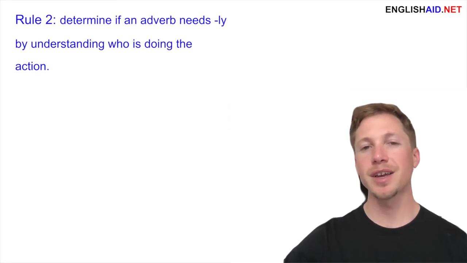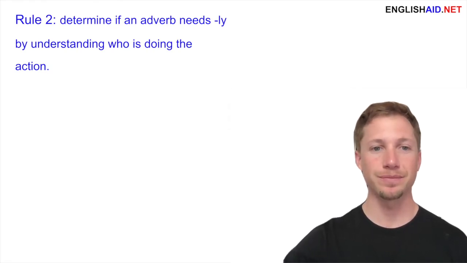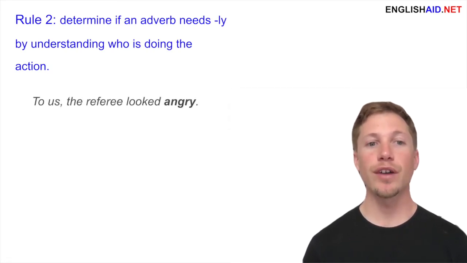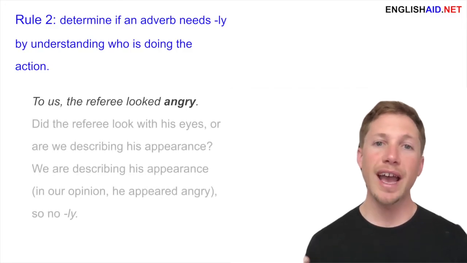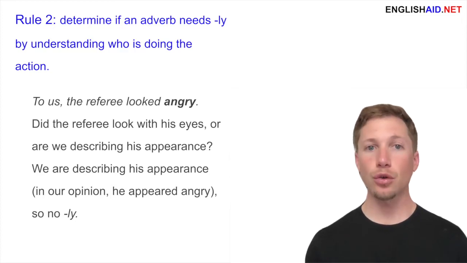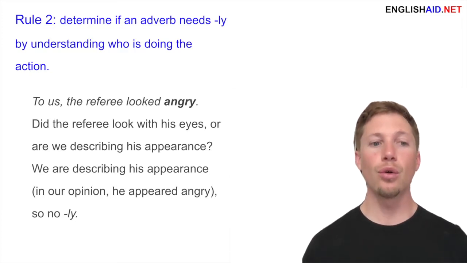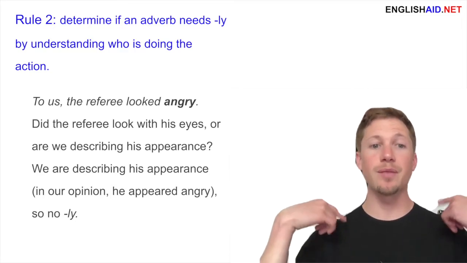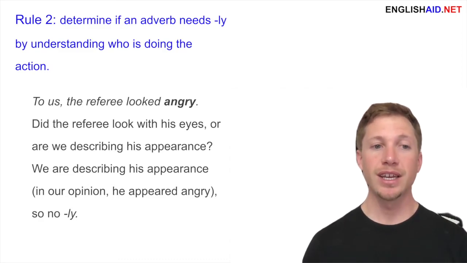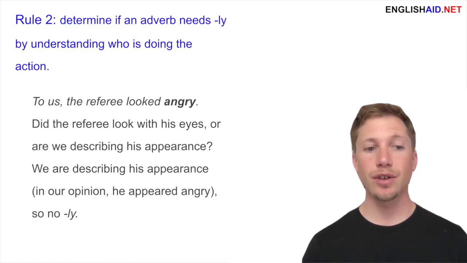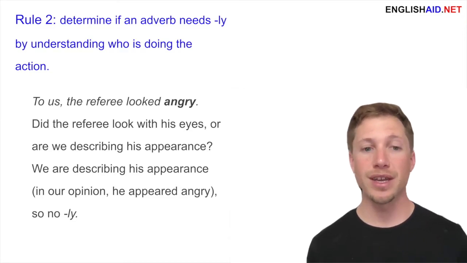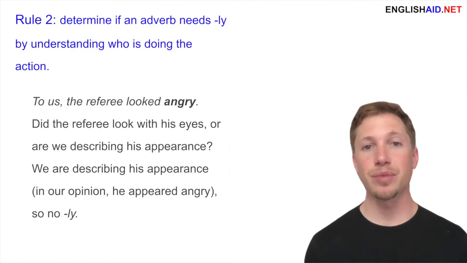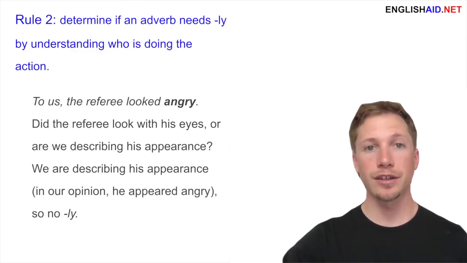Let's use another example now. I think you'll get it after this one. To us, the referee looked angry. Notice here there's no ly. We ask ourselves, did the referee look with his own eyes, or are we describing his appearance? In this case, we are describing the appearance because it says to us, which means in our opinion. He appeared angry, so no ly.